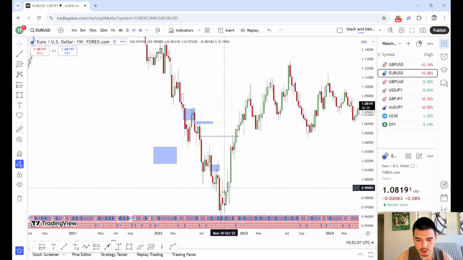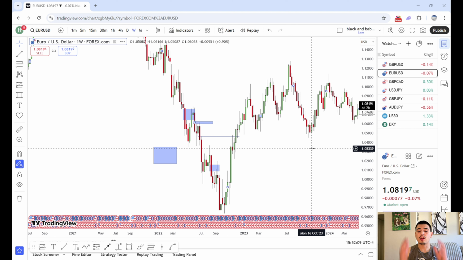Taps into it, wicks into it, melts away. Those are fair value gaps. That is one of the strongest premium discount arrays, aka PDA, that you can be making use of.